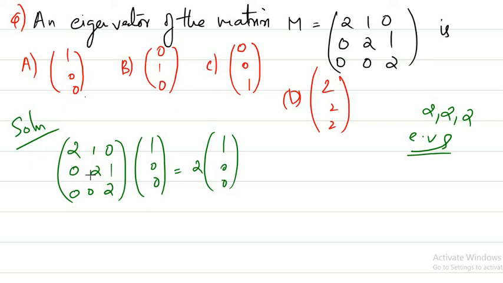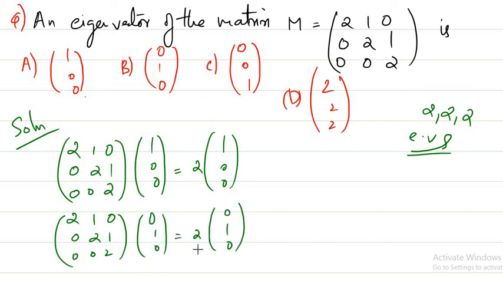So is it true? If you multiply, what do you get? 2 times 1 is 2, then 0, 0, 0. I think it is correct. This is the correct option, because we are getting exactly the same. You can just verify it. Now if we check the second one, we multiply 2, 1, 0 with the second vector, and we should get 2 times it. We get 2 times 0 plus 1 times 1, but here we are getting 0, right? So that is not correct.